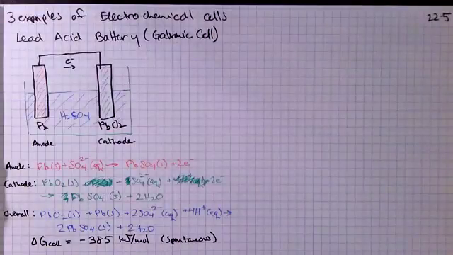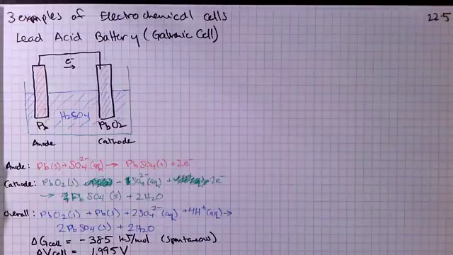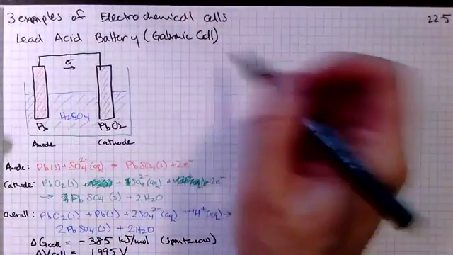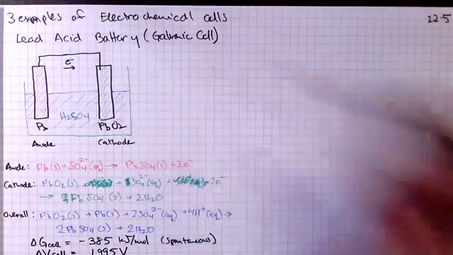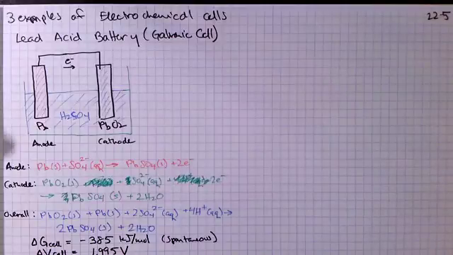Okay. And the difference in voltage of the cell can be calculated, and that's 1.995 volts. Okay. So that's our first example. So the second example is, let's say we wanted to use such a cell to create hydrogen, to split water. So we could use hydrogen, let's say, to run a fuel cell.